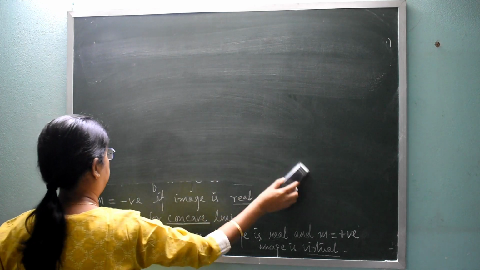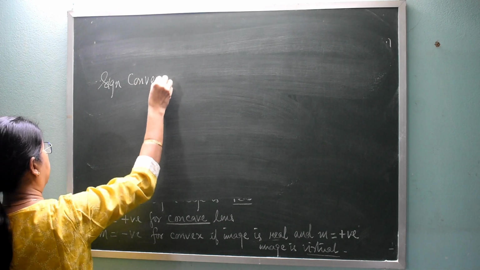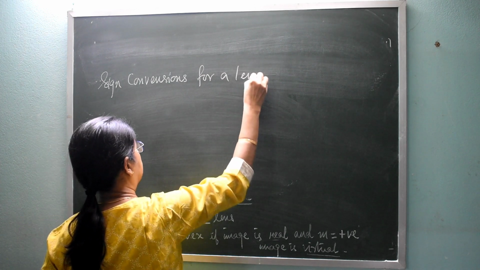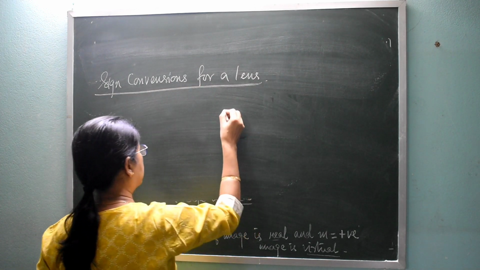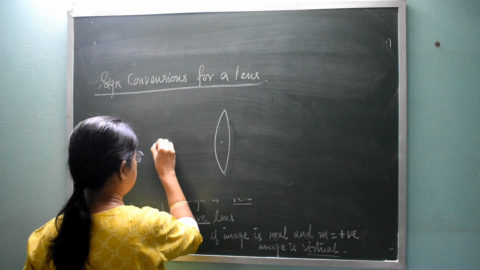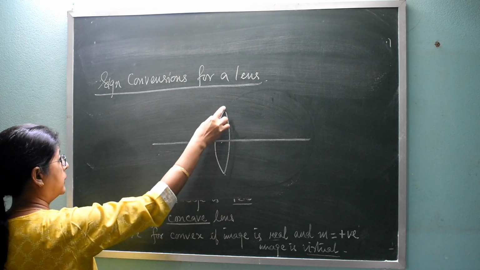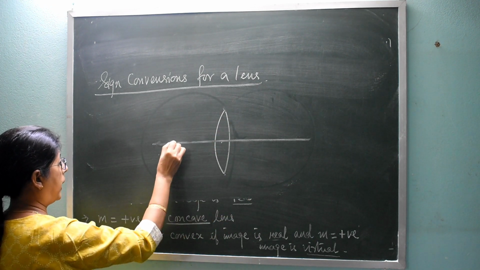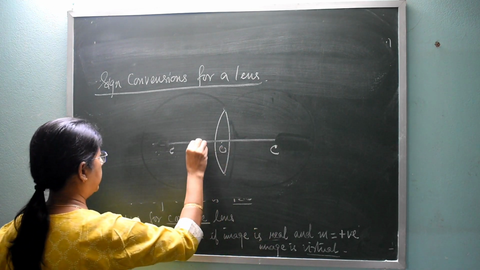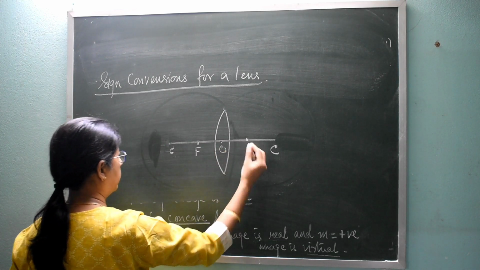Sign convention for a lens. Suppose I am considering a convex lens, the midpoint will be the optical center. This is the first refracting surface, which is one sphere, and similarly this is another sphere, and depending on that we will locate C. Similarly on this side also we locate C. The midpoint of the radius of curvature will be the first focal point. Similarly, this will be our second focal point.